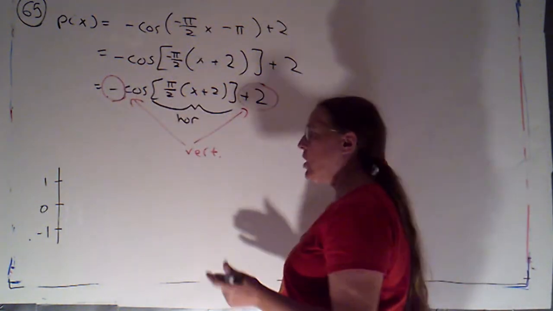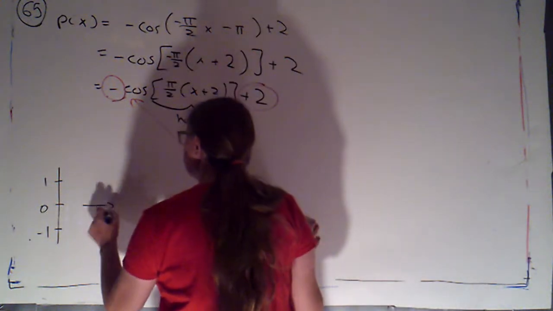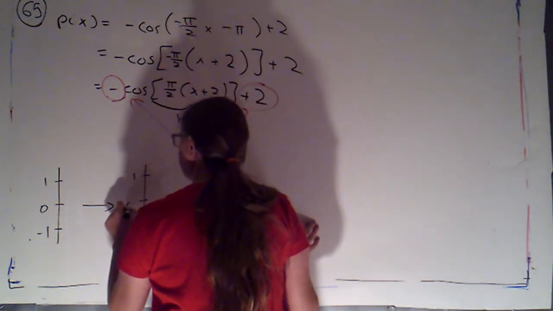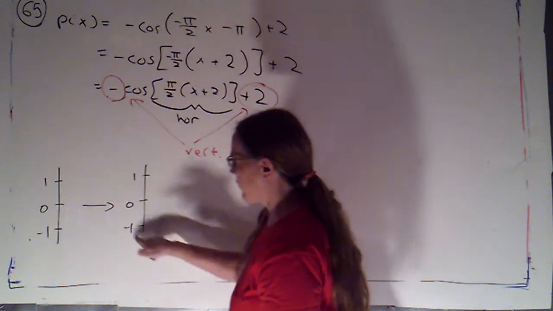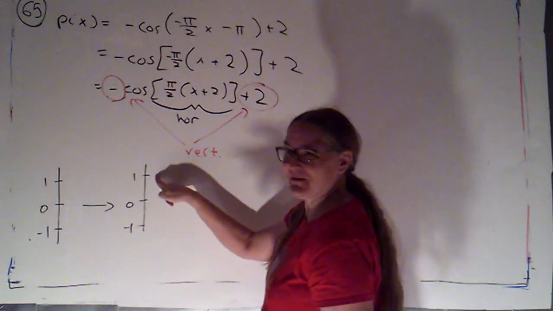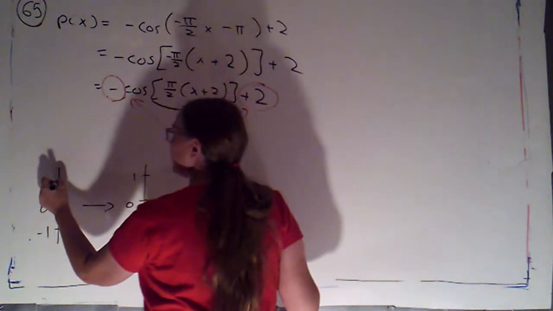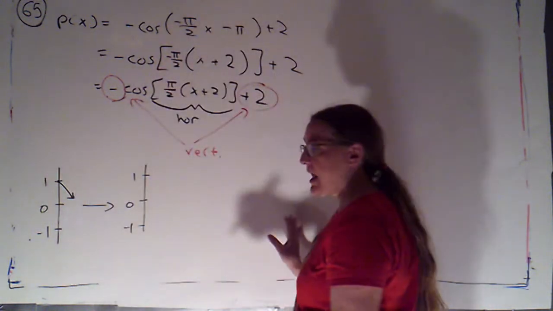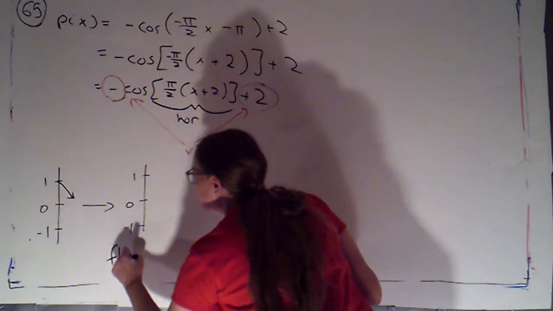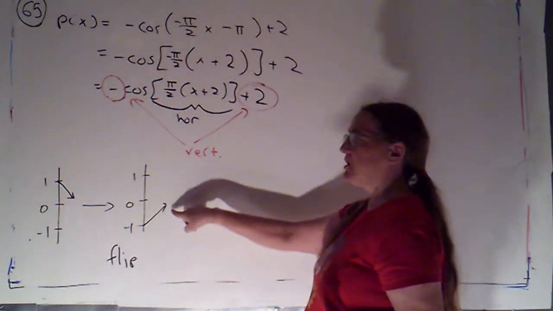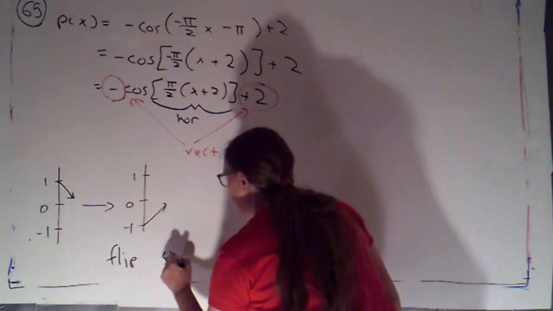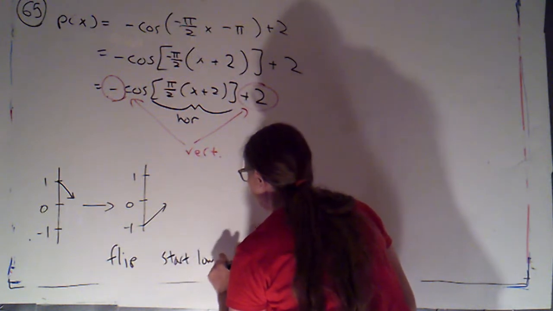Multiplying by negative 1 won't change those values. They'll still be 1, 0, and negative 1. 1, of course, maps to negative 1, and negative 1 becomes 1. What it does is a flip. So with a regular cosine graph, I would start high and go low. I've done a flip here, so I'm going to start at the bottom going up. So start low, going up.